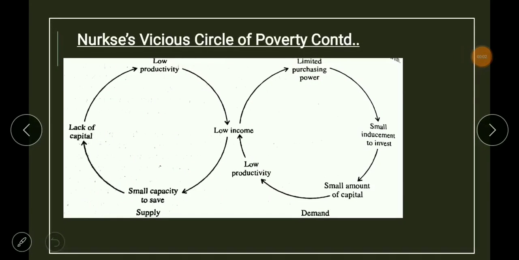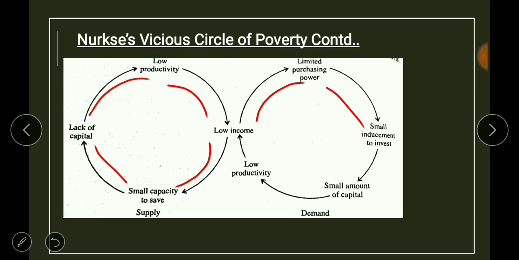The supply side and demand side argument can be presented with the help of this graph as well. We see that low productivity causes lower income, which causes small capacity to save and finally resulting in lack of capital and lower productivity. Again, we see that low income causes limited purchasing power, thus leading to small inducement to invest, and finally leading to the production of small amount of capital, resulting in lower productivity and lower income.